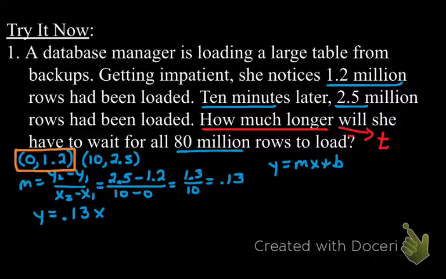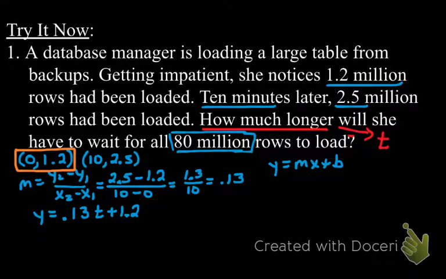I guess we're using, what did I say we should use, t? Let's go back and change that to a t. Times t plus 1.2. Okay, now the question becomes, how long will she have to wait? So that's our model. How long will she have to wait to get this 80 million rows done?